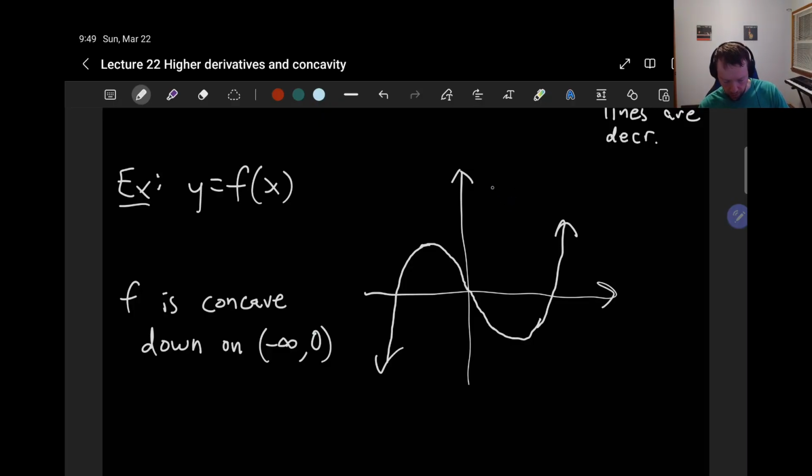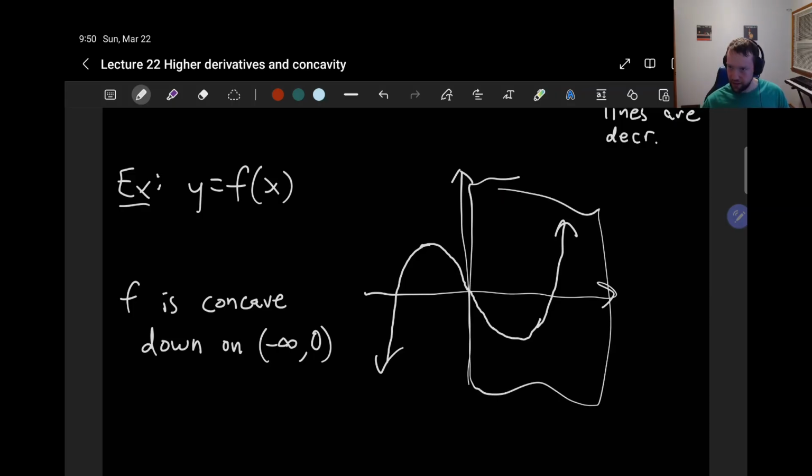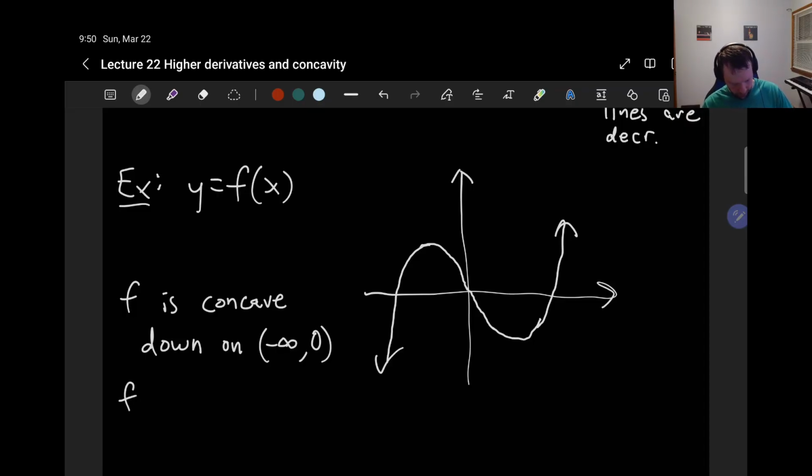So I stopped at 0 because notice that here on the right side, that looks a lot more like the shape of the standard parabola x squared, right? Something that's opening upward. So that's what concave up looks like. So from 0 to infinity.